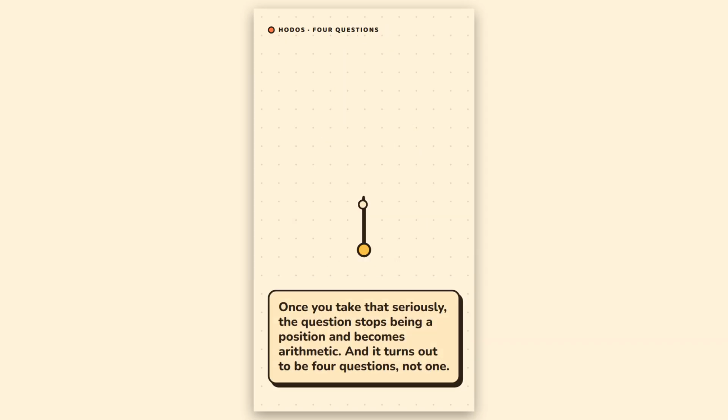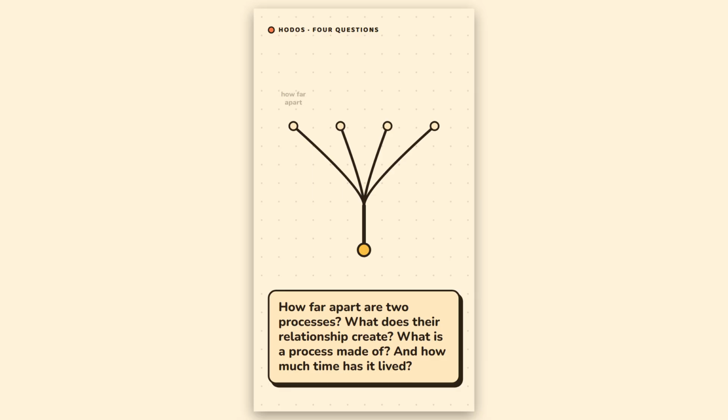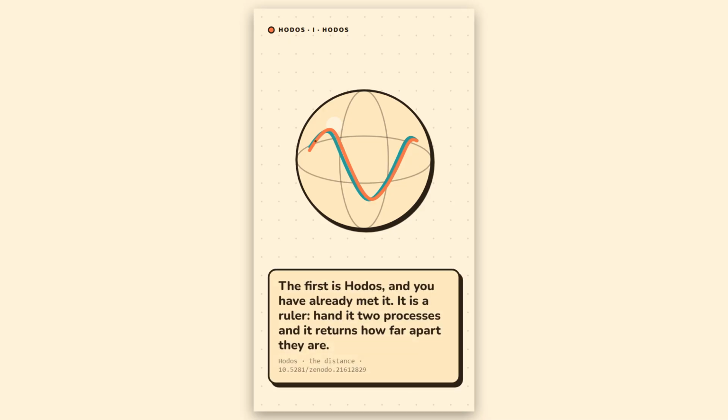Once you take that seriously, the question stops being a position and becomes arithmetic, and it turns out to be 4 questions, not 1. How far apart are two processes? What does their relationship create? What is a process made of, and how much time has it lived? The first is Hodos, and you have already met it. It is a ruler. Hand it 2 processes, and it returns how far apart they are.